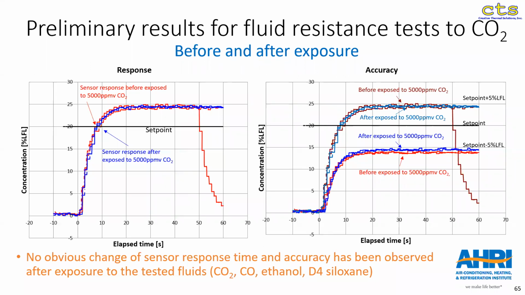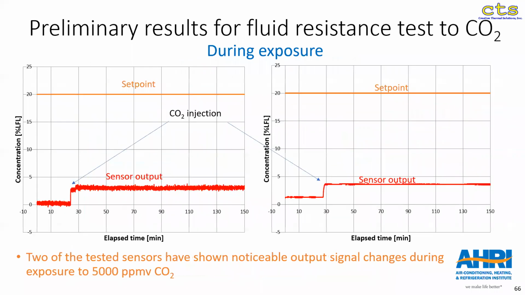and after exposure. In terms of accuracy, we try to hit different test points or set points in concentration here, you see. So you see that even before and after exposure to the 5,000 ppm, there's no difference, which means the sensor seems to maintain the same accuracy. There's some other fluids that we've already tested: carbon monoxide, ethanol, and some siloxane also. Next, please.